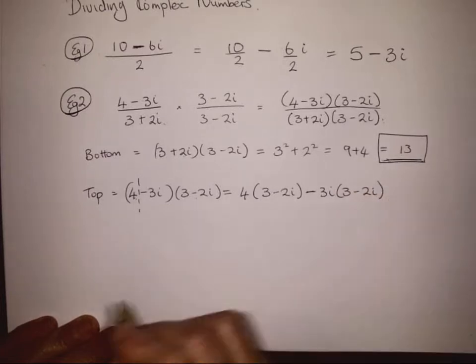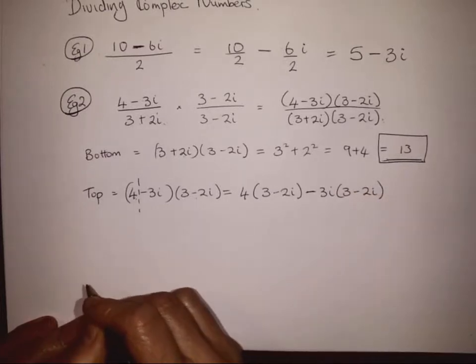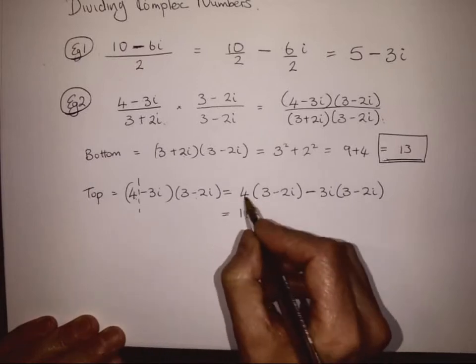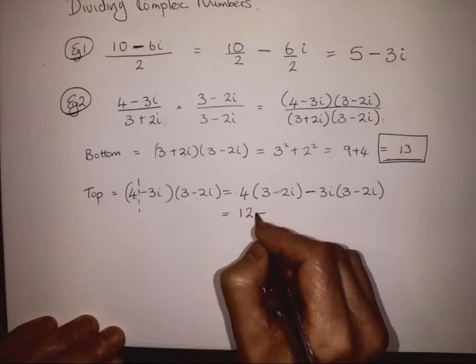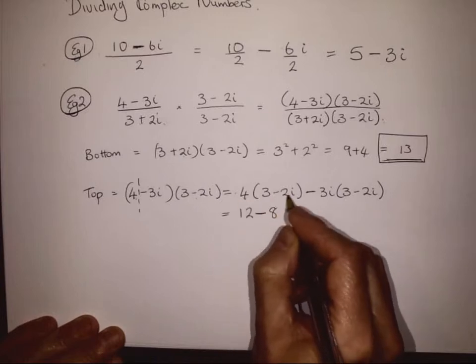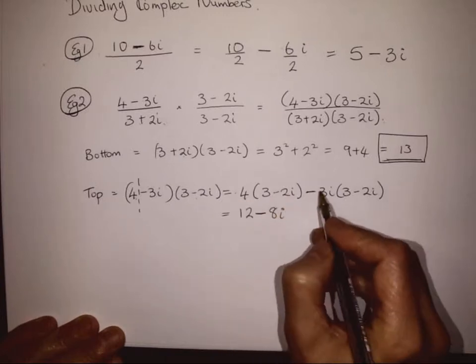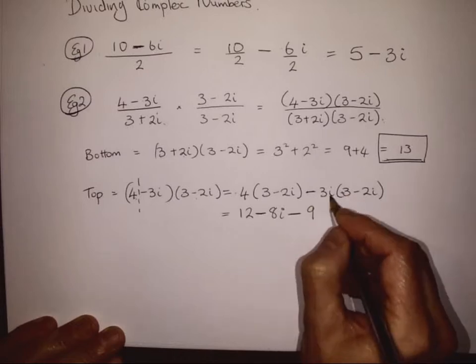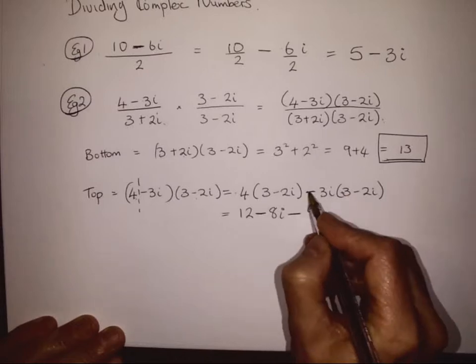3 minus 2i. So we multiply this out, and that will be 4 3s are 12. A plus by a minus is a minus. 4 2s are 8 times i. And then a minus by a plus is going to be a minus. 3 3s are 9 times i.